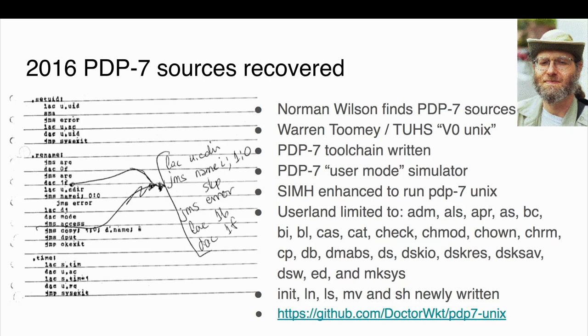But when they found these, again, they were posted to the TUHS group, who created a version zero Unix working group. And they OCR'd the code in, made sure that the code, once it was OCR'd, matched what they thought it said, and there weren't any errors. And then they wrote the PDP-7 tool chain so that they could run this, and a user mode simulation so they could run the userland programs. The SimH simulator is a simulator that most people use to run PDP-11s or VAXes, but it knew how to run a PDP-7, so they enhanced that to run the sources that they had found.